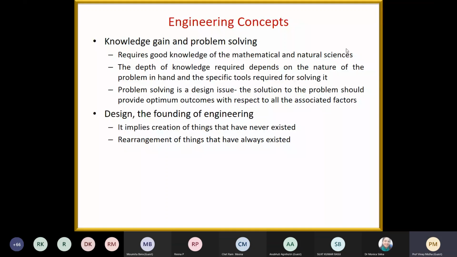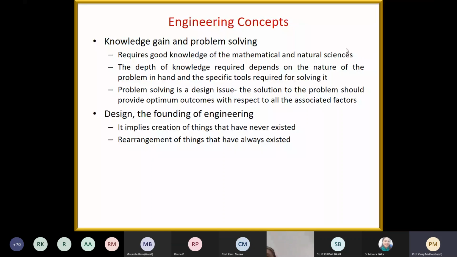First is the knowledge gain and problem solving, which requires a good amount of knowledge of the mathematical and natural sciences. And at the same time, how much more knowledge is actually required, what type of concepts are required, will depend upon the nature of the problem in hand and what are the specific tools which are required for solving this particular problem. And problem solving is a design issue. The solution to the problem should provide the optimum outcomes. As I told, sometimes we talk about the optimum, but in this case, we normally say that the best compromise solution is to be taken because there are certain limitations which are also to be considered. So with respect to all the associated factors, the best possible solution in that particular situation is to be reached.